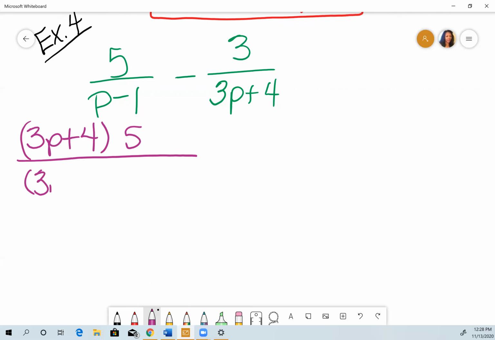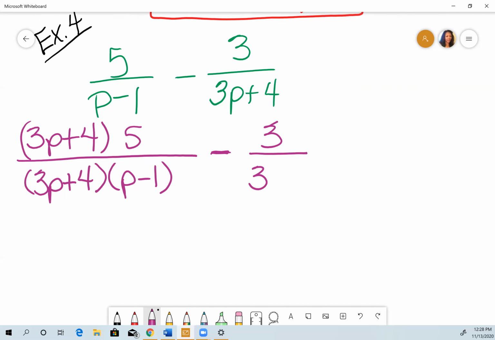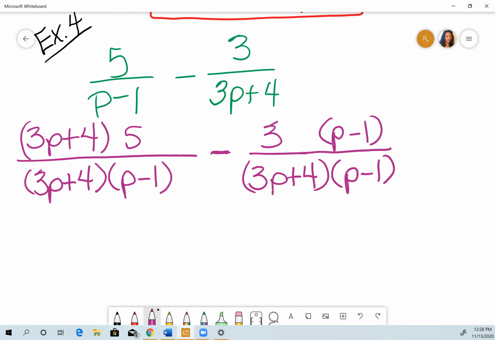So that same 3p plus 4 that was missing, I'm going to multiply it times what's already there, which is p minus 1. This time I have a subtraction sign in between, so I have to pay attention to that. And I'm just going to rewrite this as 3 over 3p plus 4 because that's what's already given. And now I have to ask myself, well, what's missing? What's missing is the p minus 1. So what I do to the numerator, I have to do to the denominator, meaning I have to multiply it on both the numerator and denominator.